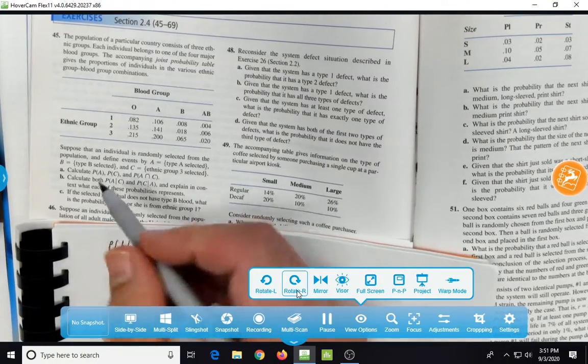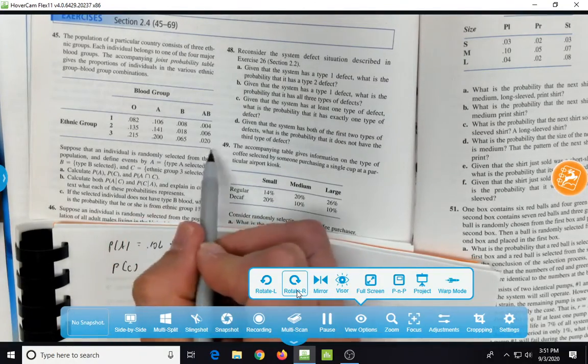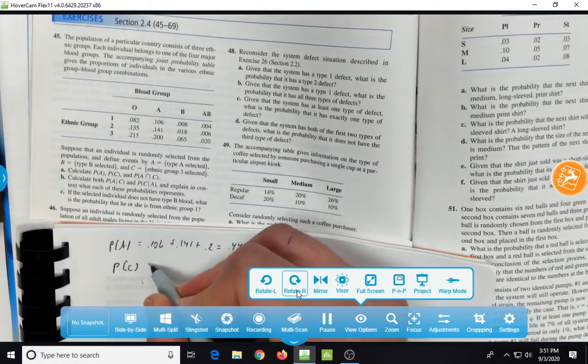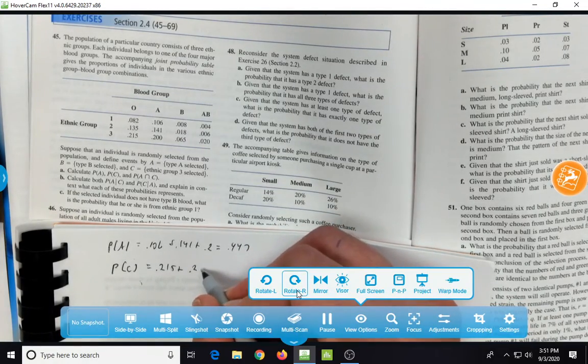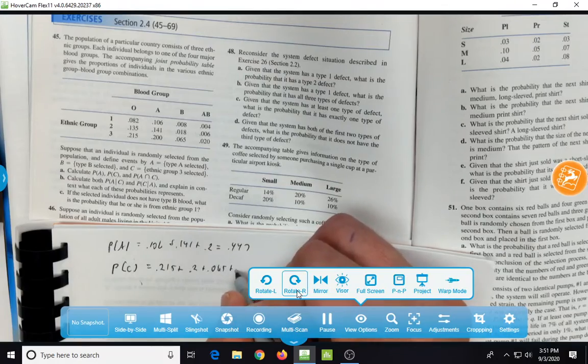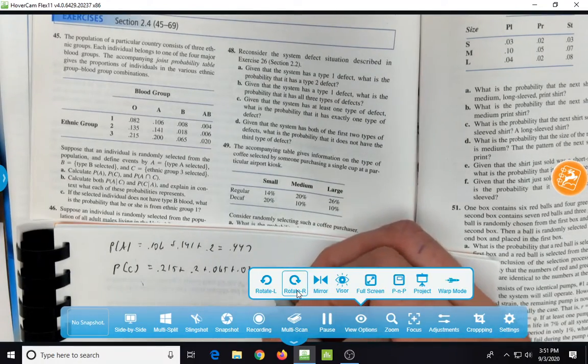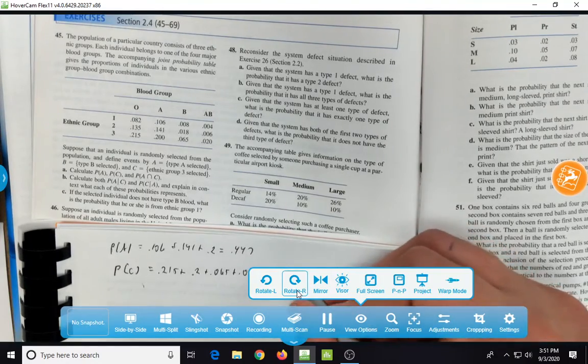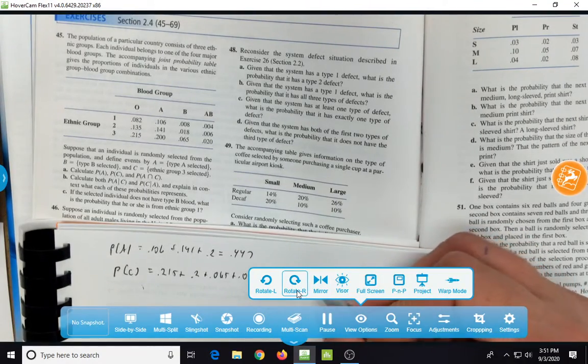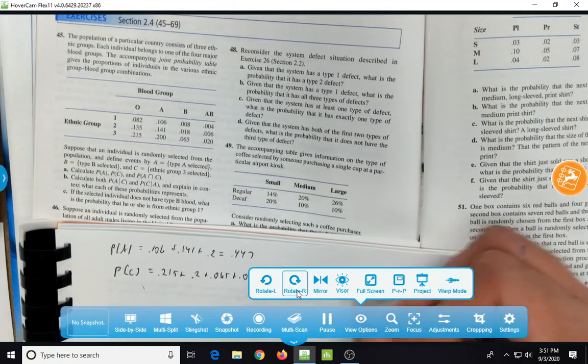The probability of the ethnic group then is part C, that's row 3. And so we just add up all those probabilities, plus 0.2, plus 0.065, plus 0.02. And if I do that, I get 0.5. And again, this is the probability that ethnic group 3 is selected.